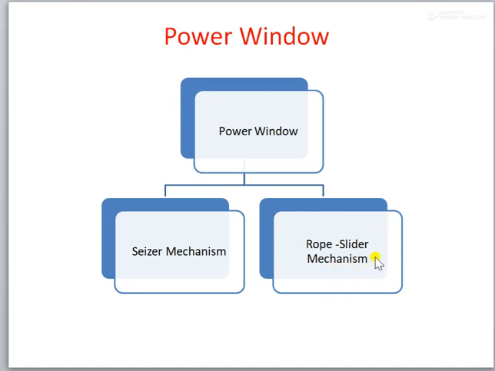It offers very little friction, as we are using a number of pulleys in the rope slider, whereas in the scissor mechanism only the fulcrum, or we can say pivots or hinges, are used at the linkages to move your glass up and down. So now first of all we will see the rope slider mechanism.